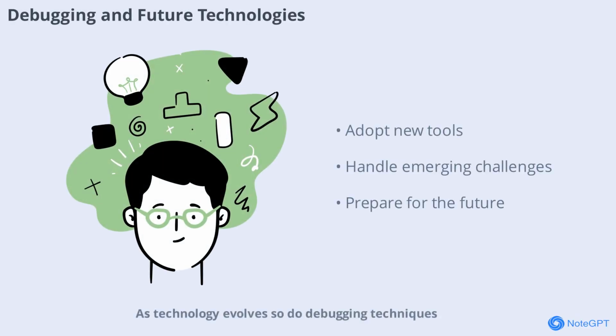As technology evolves, so do debugging techniques. New tools and approaches are constantly being developed to handle emerging challenges such as artificial intelligence and quantum computing. Staying up to date with the latest trends ensures that developers are prepared for the future of debugging.